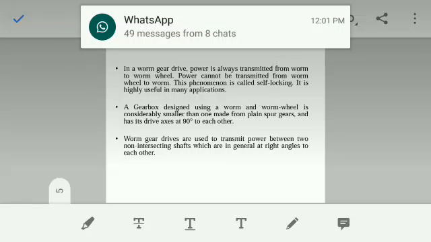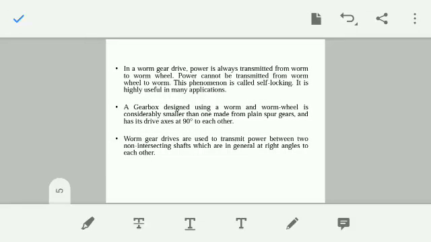huge load. A gearbox designed using a worm and worm wheel is considerably smaller than one made for plain spur gears, as its drive axes are at 90 degrees to each other. Worm gear drives are used to transmit power between two non-intersecting shafts which are in general at right angles to each other.